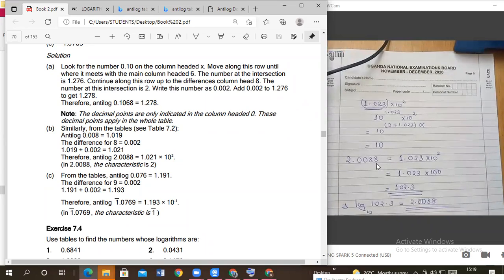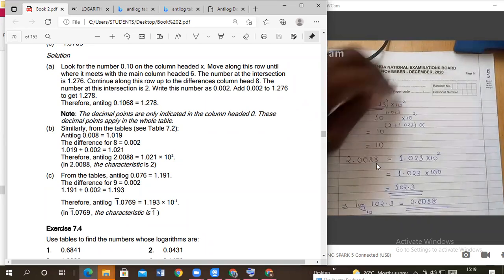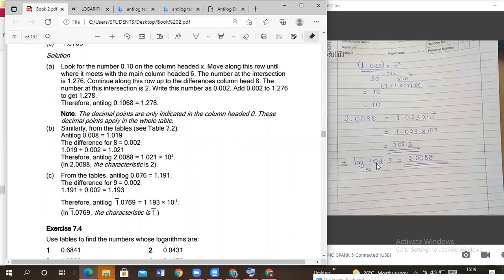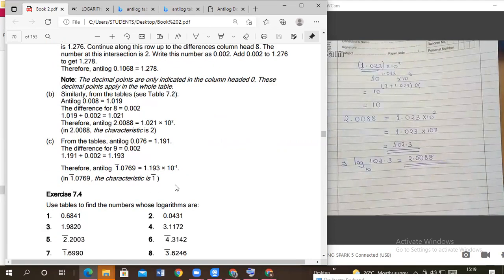Are you together, members? Yes, teacher. So can you prove that log of 102.3? You can see that it's giving us that. Okay? So any question, members? Any question?